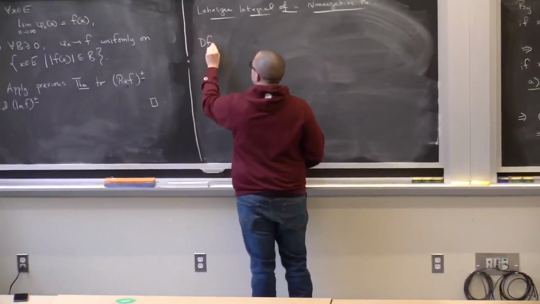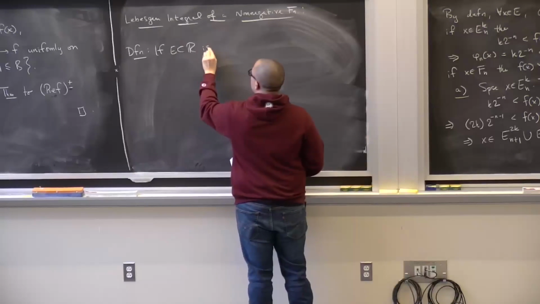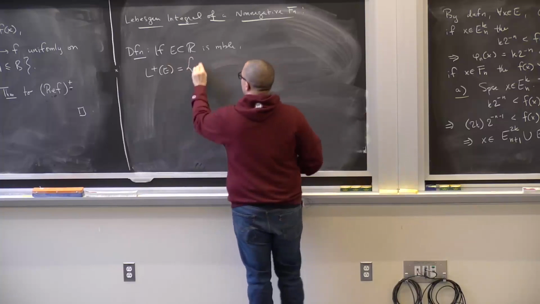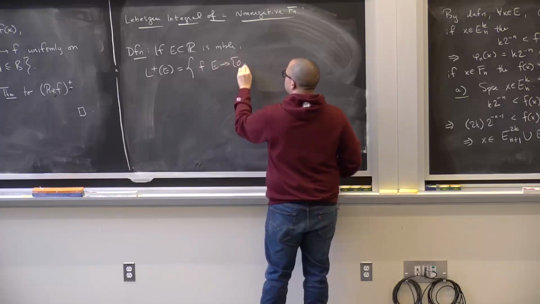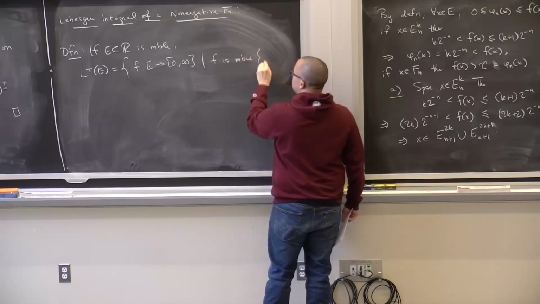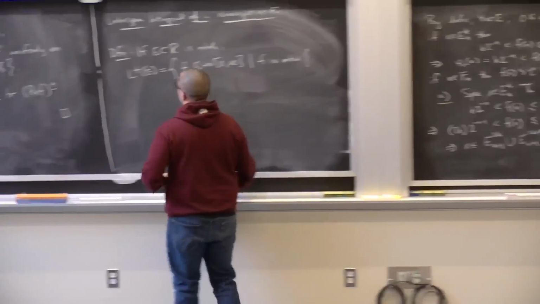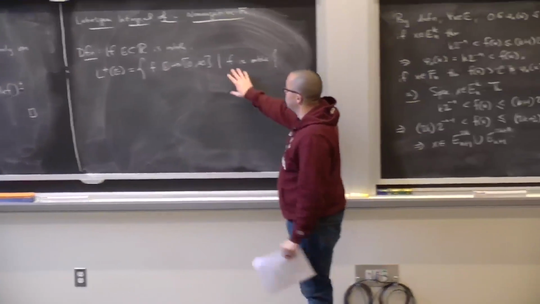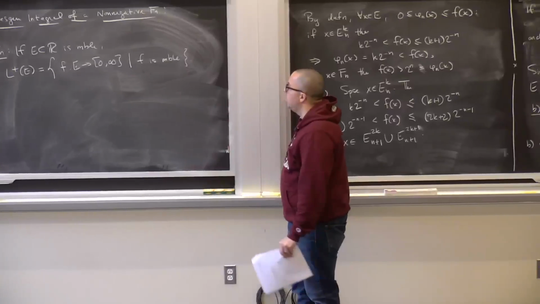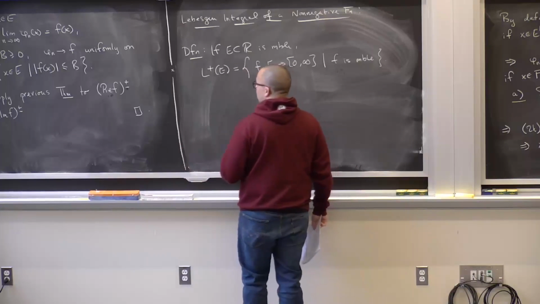So, definition: if E is a measurable subset of R, we define L plus of E. This is the set of all extended real-valued, non-negative functions that are measurable. Okay? And now the goal is to define the integral of a function that's in this class. It may be an infinite number, it may not be. And in order to do that, we're first going to define how to integrate the simplest type of functions, well, simple functions.